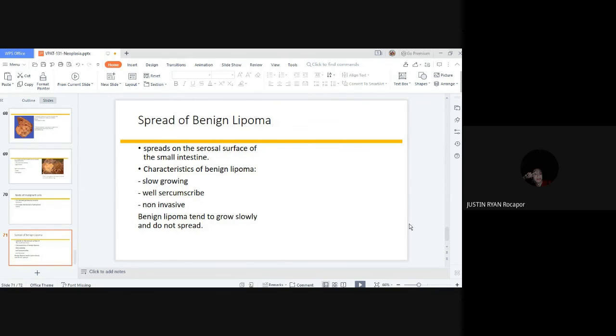Spread of benign lipoma. Take note that benign lipoma tends to grow slowly and does not spread. Benign lipoma has the characteristics of slow growing, well circumscribed, and non-invasive, and is commonly seen on the serosal surface of the small intestine.